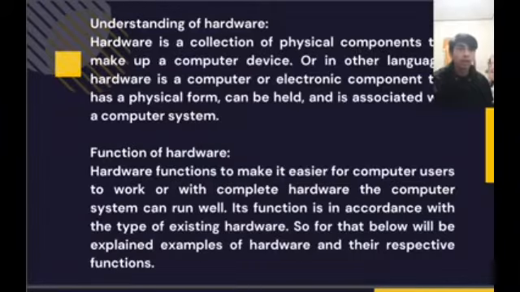Understanding of hardware. Hardware is a collection of physical components that make up a computer device, or in other words, hardware is a computer or electronic component that has a physical form, can be held, and is associated with a computer system. The second one is function of hardware. Hardware functions to make it easier for computer users to work, or with complete hardware, the computer system can run well. Its function is in accordance with the type of existing hardware. So for that, below will be explained examples of hardware and their respective functions.